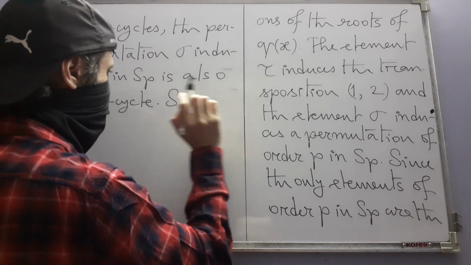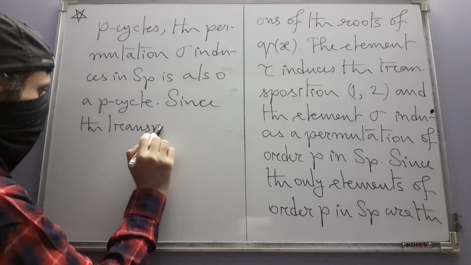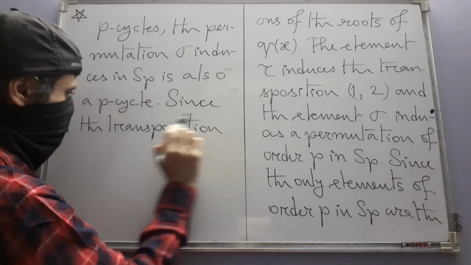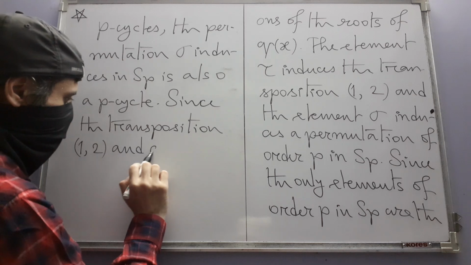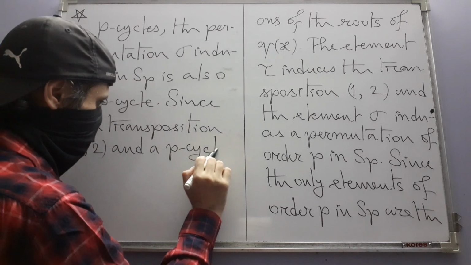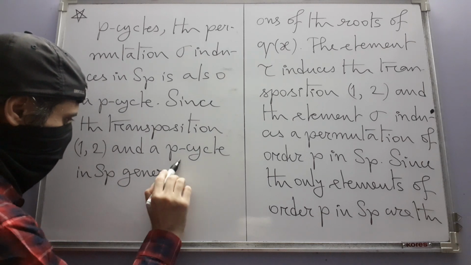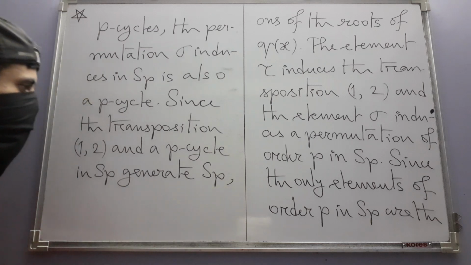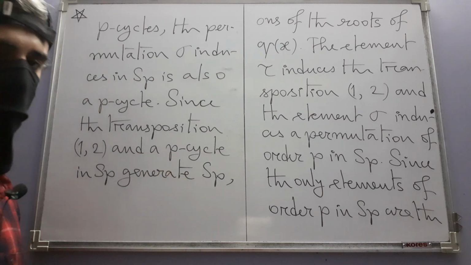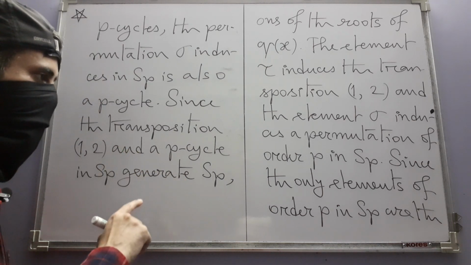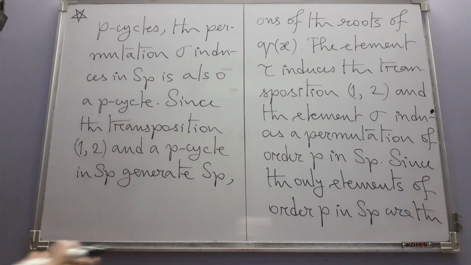Since the transposition (1, 2) and a p-cycle in S_p generate the entire S_p. Now this is a fact which we haven't really exactly proved this yet. We have seen something similar in the section on permutation groups. But let me first write what the author has written and then we will discuss it.